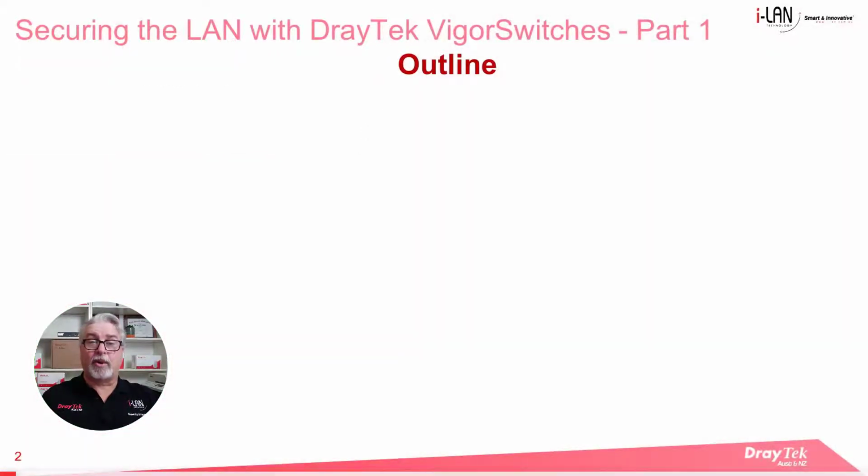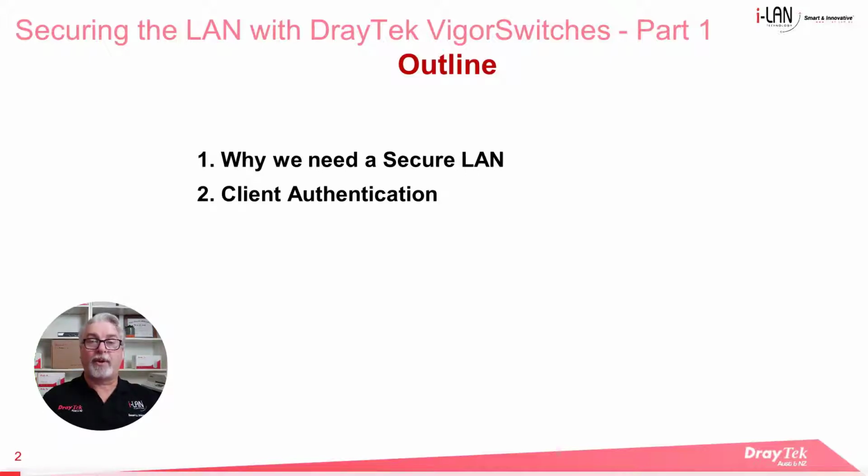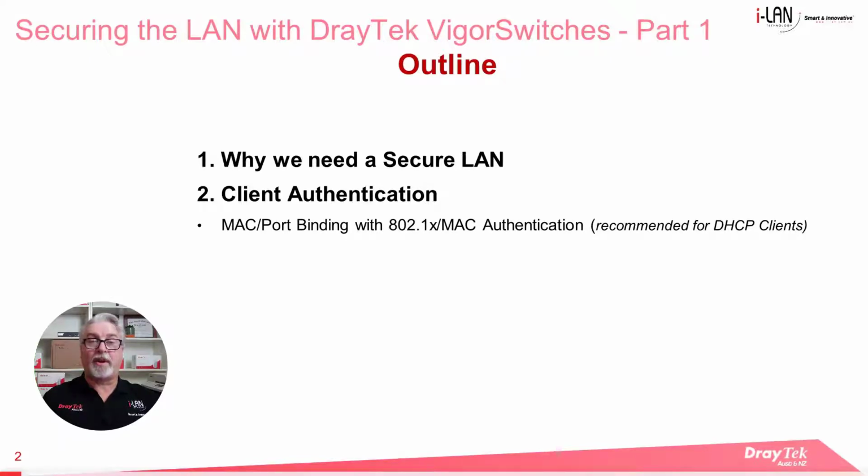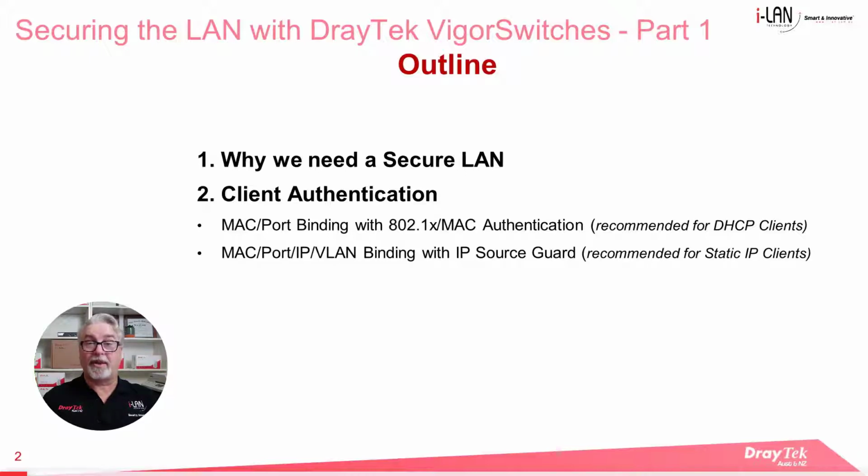We'll start out today by looking at why we need to look at security within the LAN and consider some of the Vigor switch features that can be used. We'll look at client authentication where we use MAC address and port binding with 802.1x MAC authentication. This method is usually recommended for DHCP clients. The other method for client authentication is to use MAC address, port, IP address, and VLAN binding with IP source guard enabled. This method is recommended for static IP clients.